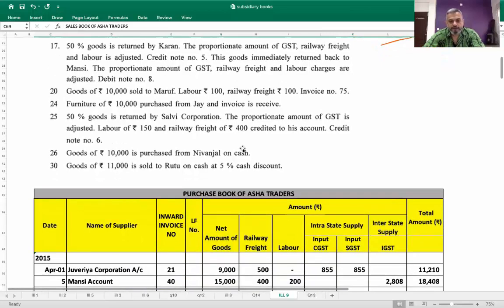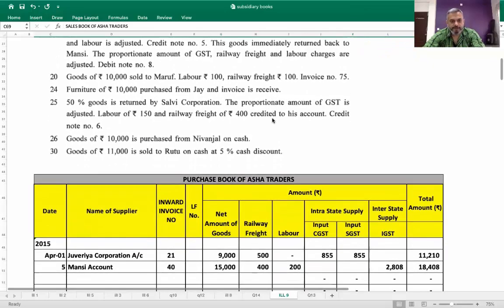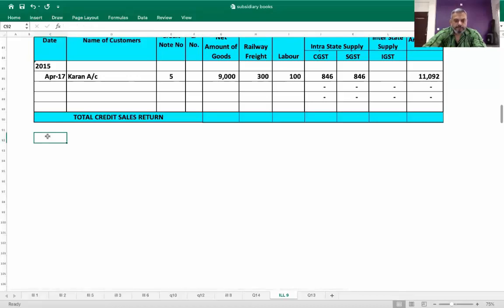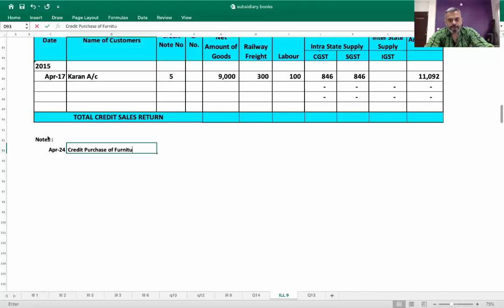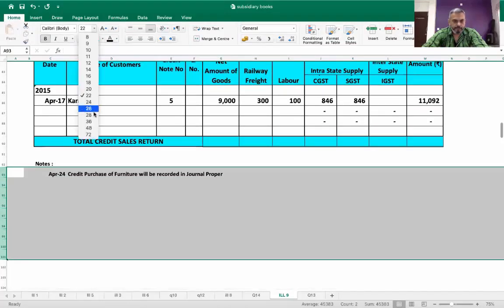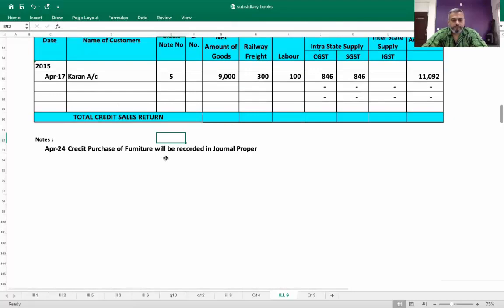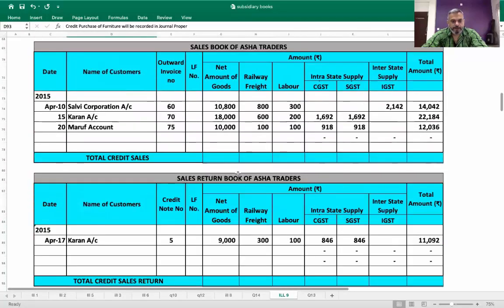Furniture of 10,000 purchased from Jai and invoice is received. So credit purchase of furniture, write a note. So notes, April 24, credit purchase of furniture will be recorded in journal proper.